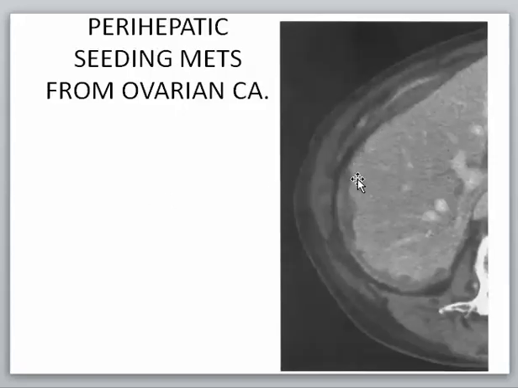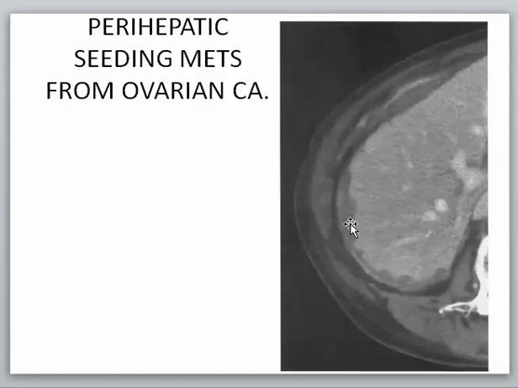Perihepatic mets due to ovarian carcinoma. This also has a differential diagnosis, which is subcapsular hematoma and irradiation changes. Irradiation can result in such change.